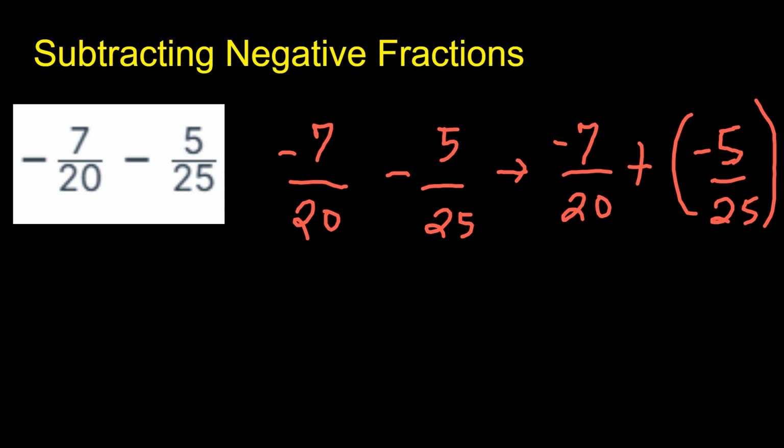Now, again, the next goal is for us to get our LCD or least common denominator. And how will we do that? By, of course, listing the multiples of 20 and 25. Yes, we need to list down all the multiples of 20 and 25, for us to get our least common denominator.